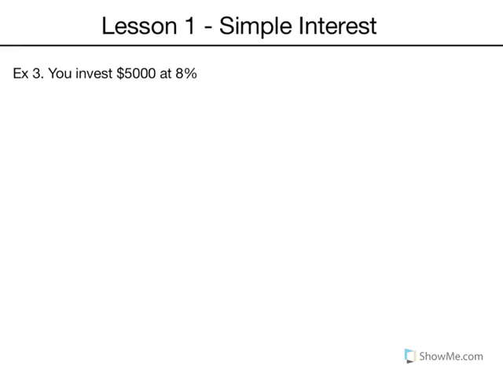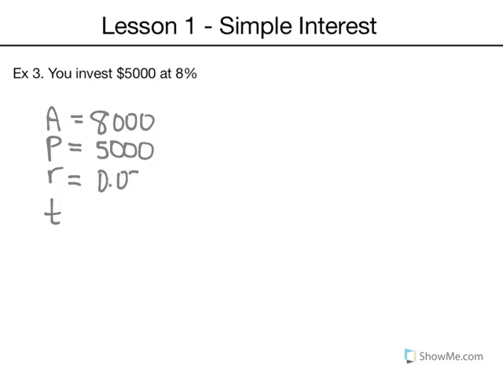Okay, example 3 is you invest $5,000 at 8% simple interest paid annually. How long will it take for the investment to be $8,000? So we have A, P, R, and T. This time we know our future value, we want it to be 8,000. Our initial value, our present value, our principal is 5,000. Our rate is 0.08, and we do not know the term. So that is what we're going to look for.